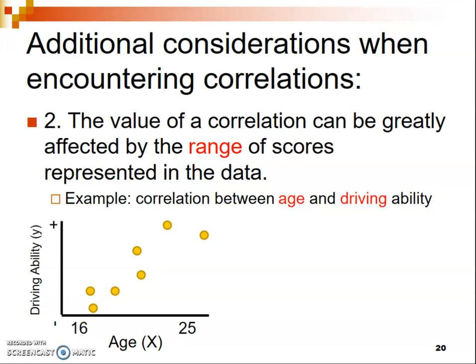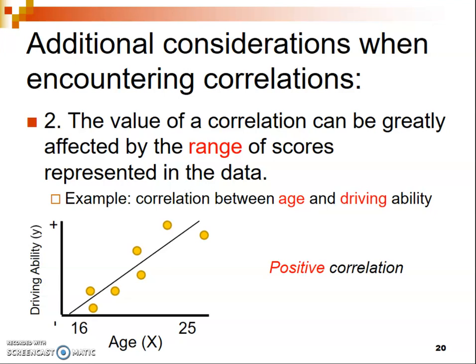So if our sample involves 16 to 25-year-olds, we'll probably see this trend in our data. And you should be able to tell that this trend in our data set is representing a positive correlation. So we see that in general, as age is going up, so is driving ability. In this sample of students, the range of age is from 16 to 25, and we see that there's a positive correlation between age and driving ability.